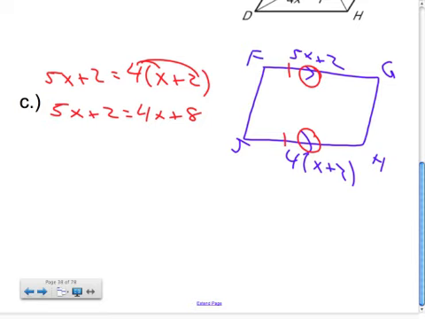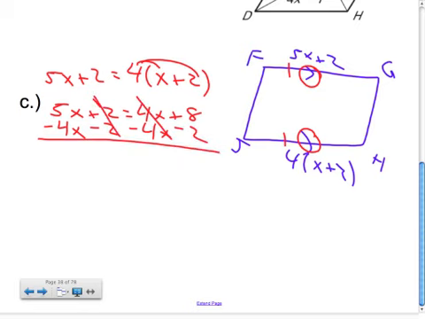And I'm going to do 2 steps in one here. I'm going to subtract 4x from both sides. And I'm also going to subtract 2 from both sides. So those will cancel, and those will cancel. And so on the left side, I'm just left with 1x. On the right side, I'm left with 6. So the value of x in this particular example is 6.